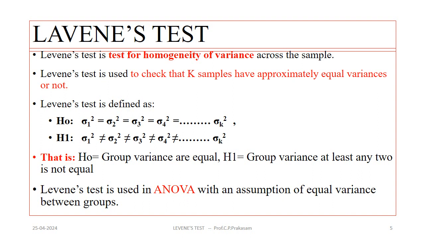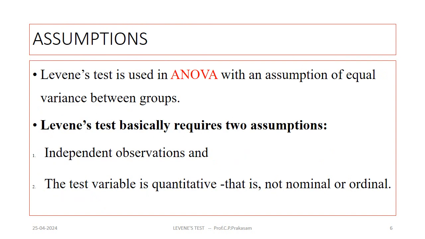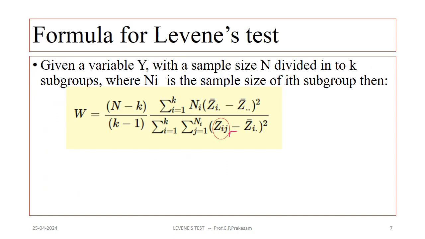To test this, Levene's test is used in the analysis of variance, one-way or two-way analysis of variance, with the assumption of equal variance between the groups. But basically, it requires two assumptions before testing. One is independent observations, and the test variable is quantitative, that is, it is not nominal or ordinal.